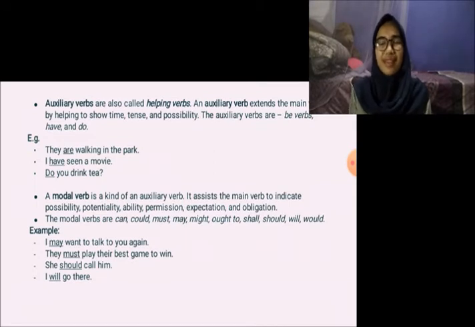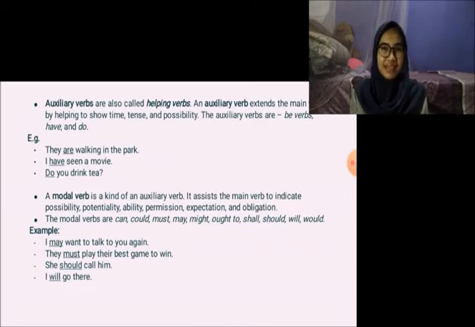So the next is the auxiliary verb. What is an auxiliary verb? Auxiliary verbs are called helping verbs. An auxiliary verb extends the main verb by helping to show time, tense, and possibility. The auxiliary verbs are be verbs, have, and do. For example, they are walking in the park. I have seen a movie. Do you drink tea?